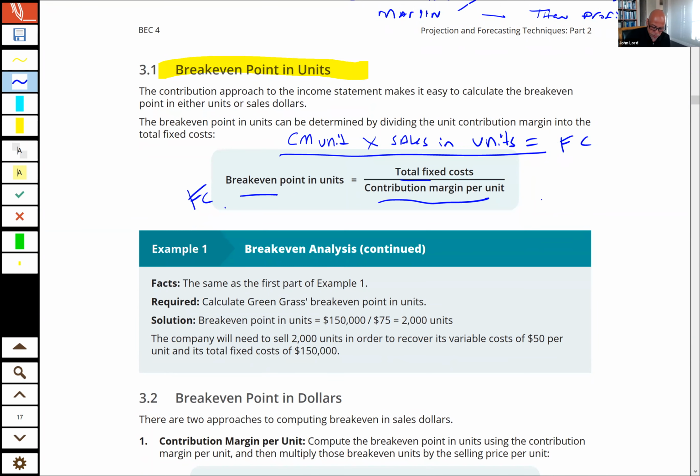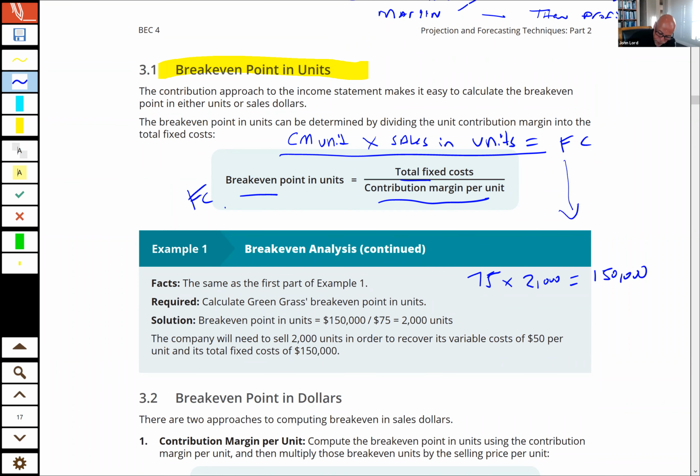So you take a look, and using the information that they gave us, the contribution margin per unit they had told us was $75 per unit. They told us that the sale in units was going to be what? 2,000. And that had to cover fixed costs. And they told us the fixed cost was what? 150,000.